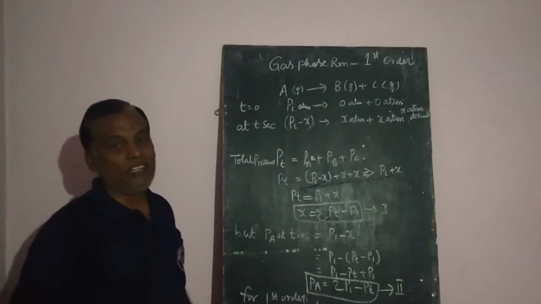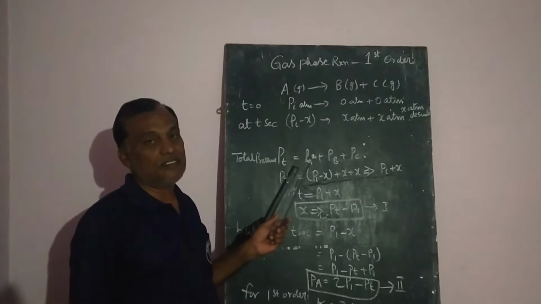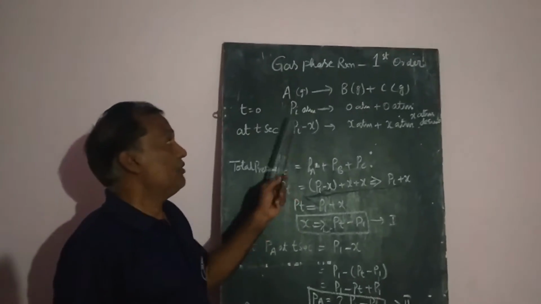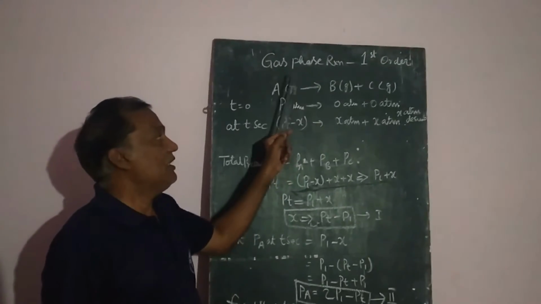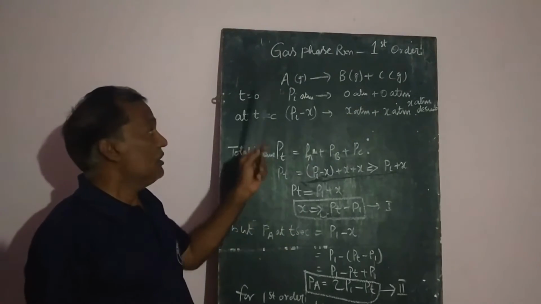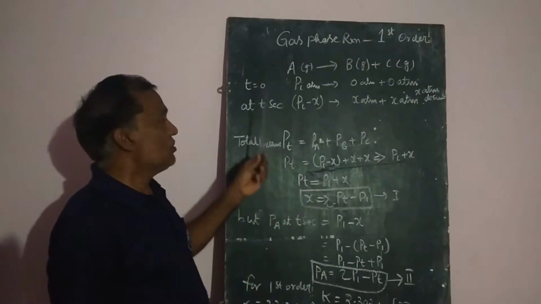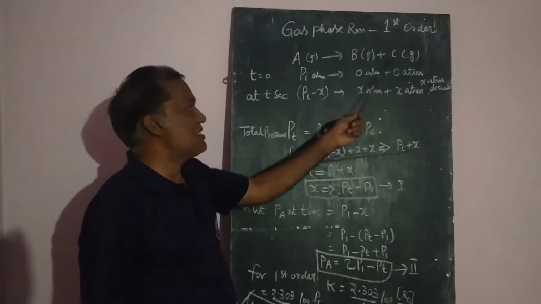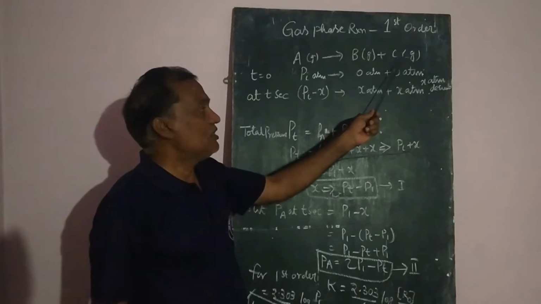Already we examined the order of the reactions for zero order and first order reactions with respect to the concentrations of the reactants. But if the reactants are in the gaseous phase, let us derive a relation for the first order reaction equation, if the reactants and the products are in the gaseous phase. So let us take a reaction: A gives B plus C. That means on dissociation, A is giving the products B and C.